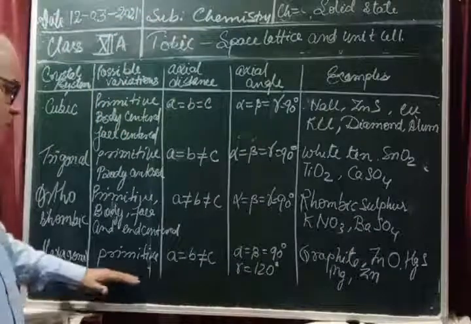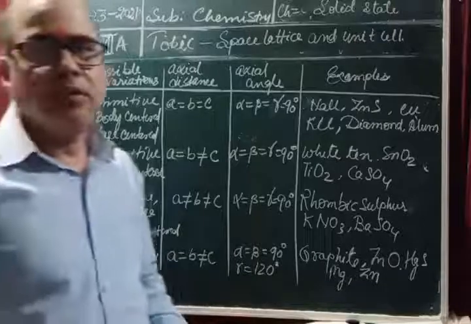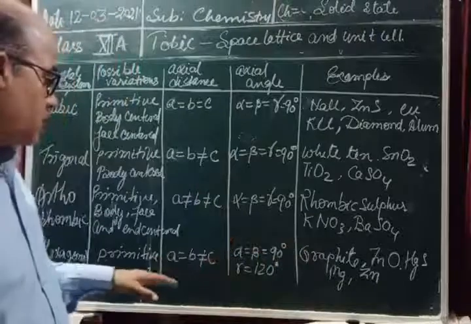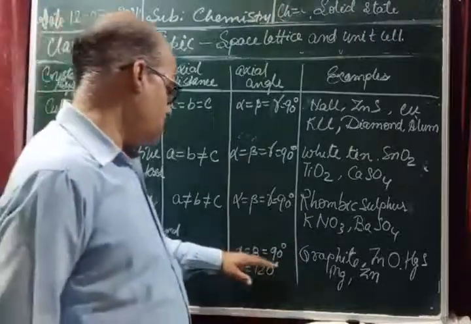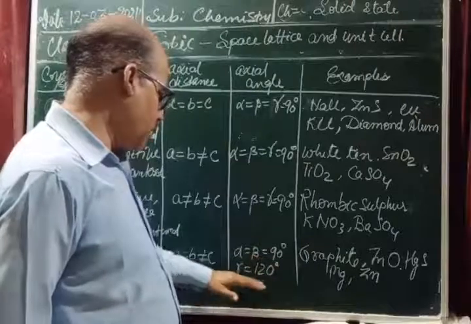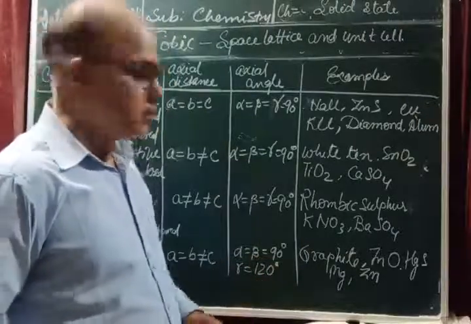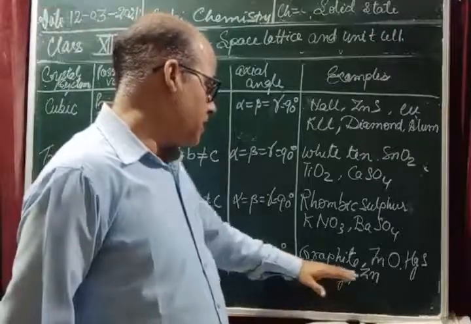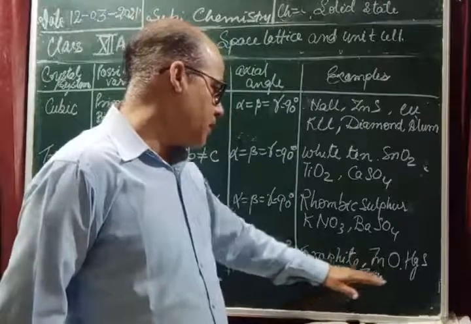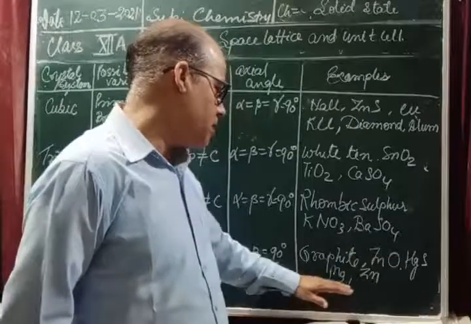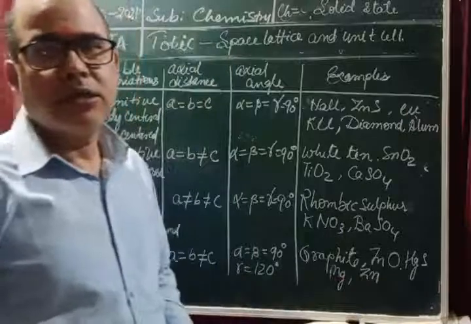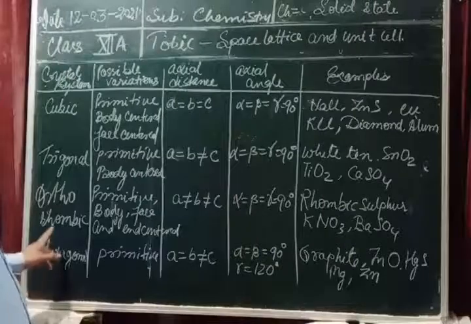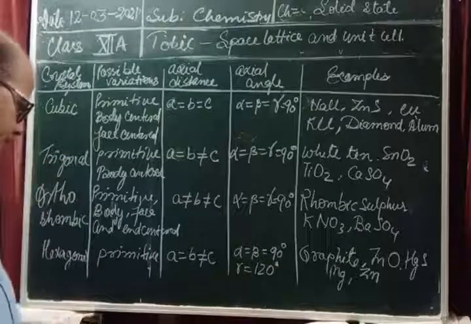In case of hexagonal, there is only primitive type, no face centered, no end centered, no body centered. Therefore here alpha is equal to beta is equal to 90 degree and gamma is equal to 120 degree. Example is graphite, zinc oxide, zinc sulfide, mercurous sulfide and magnesium, Zn. All these are the examples. Okay, now you have seen 4 systems. Now 3 systems are as follows.